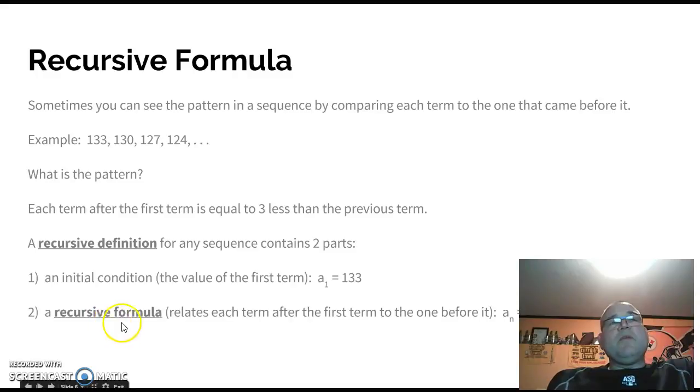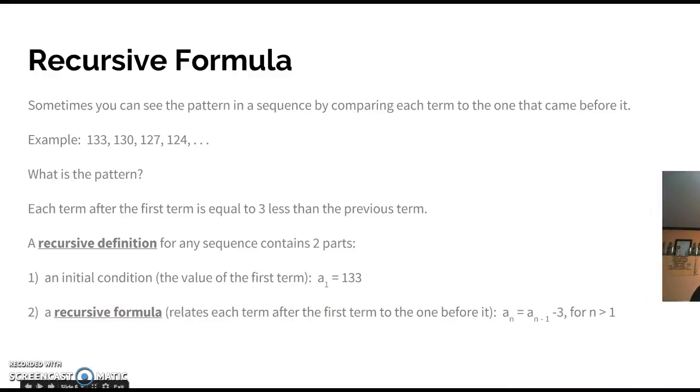A recursive formula relates each term after the first term to the one before it. So, for our sequence of 133, 130, 127, 124, the nth term is the term before it minus 3, for all n's greater than 1.